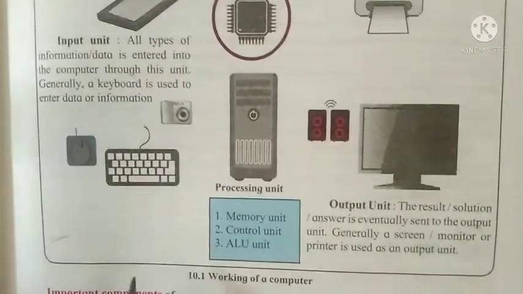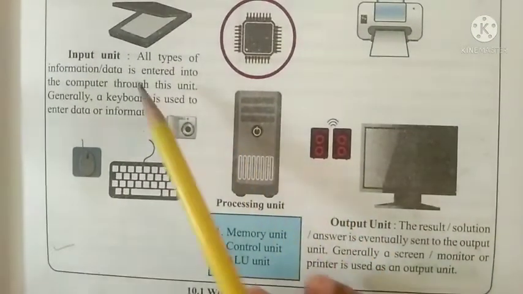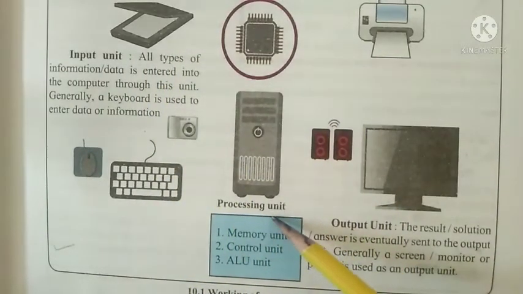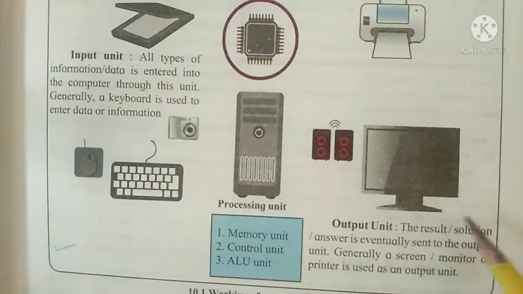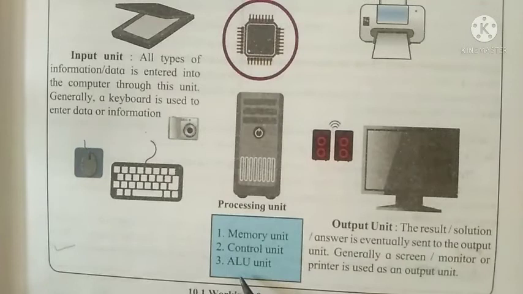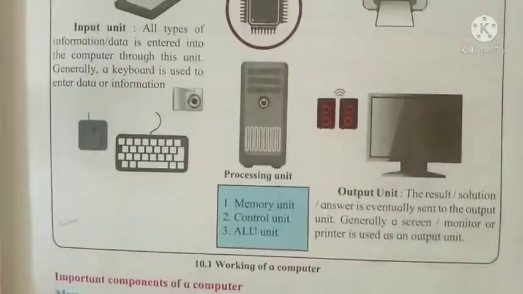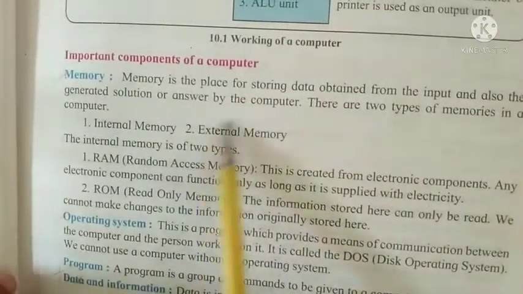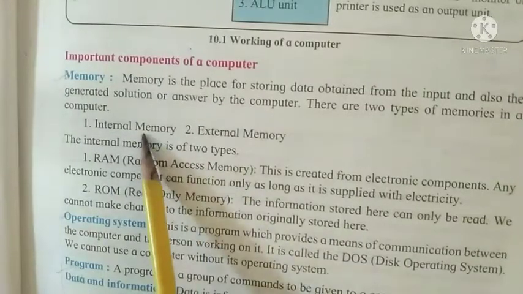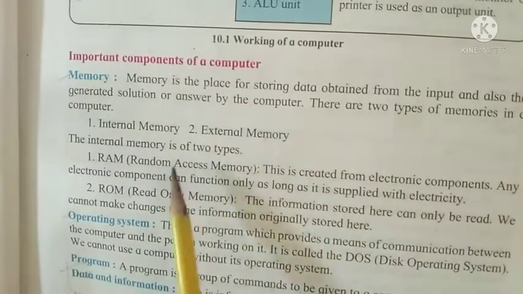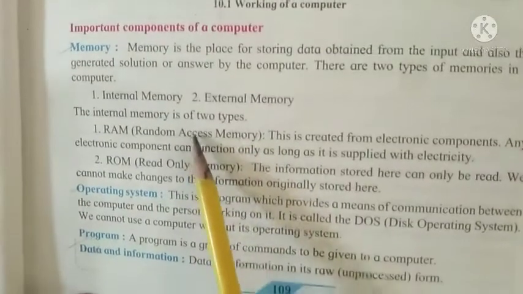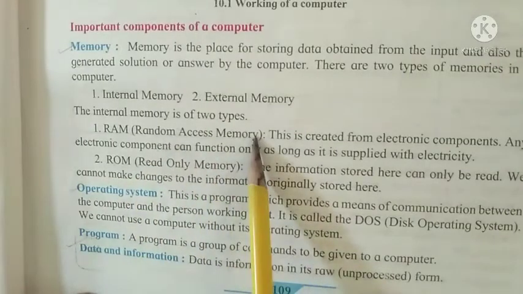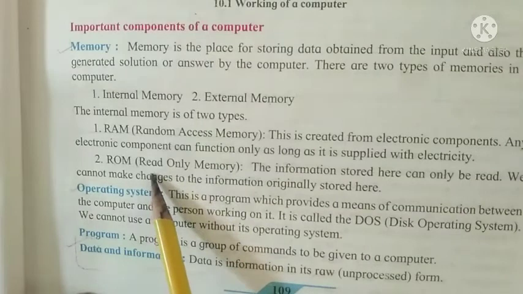See this diagram, working of the computer. Here are the input devices, processing unit, output unit, memory unit, control unit, and ALU. Then next, see the important components of the computer. Memory: there are two types, internal and external memory. Internal memory is of two types, RAM, that is random access memory, and ROM, that is read only memory.